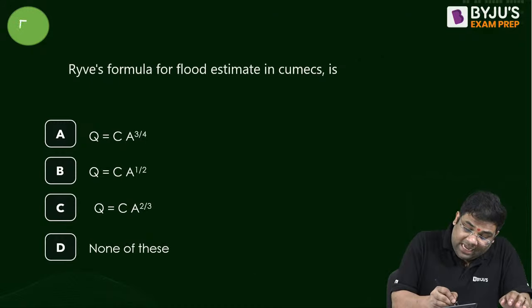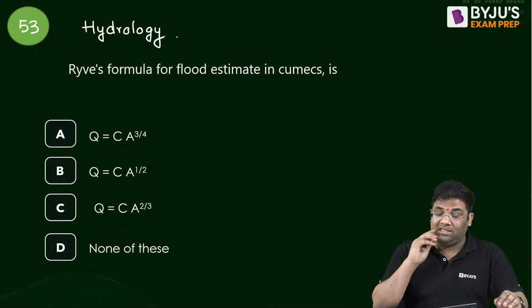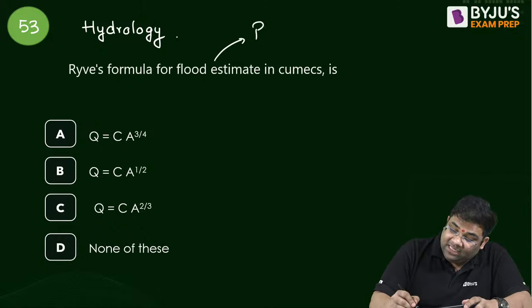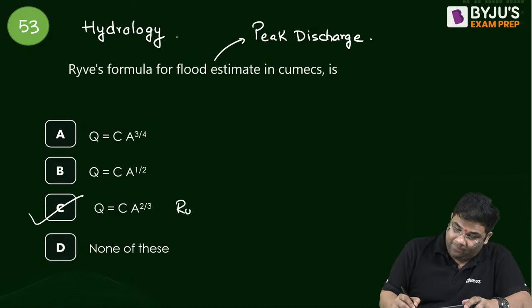53 questions. Okay, a direct empirical formula from your hydrology, where we find out what? The peak discharge. Yes, from hydrology, the flood estimate, peak discharge formula is given. So answer this, peak discharge. We have 3-4 formulas. The answer is what? Yes, this is the Rives formula.